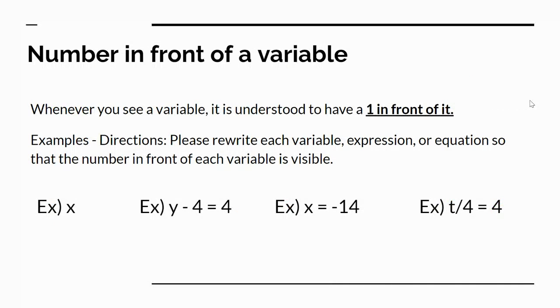Okay, just as a reminder, whenever you have a variable that doesn't have a visible coefficient, which is the number in front of the variable, it's understood that it has a coefficient of 1. So for this, we just need to rewrite it so that we can see the coefficient. So instead of x, it's 1x. Instead of y minus 4, it's 1y minus 4 equals 4. Instead of x equals negative 14, it's 1x equals negative 14. Instead of t divided by 4, it's 1t divided by 4. Okay, that's just a little thing to help you remember that it has a coefficient of 1.